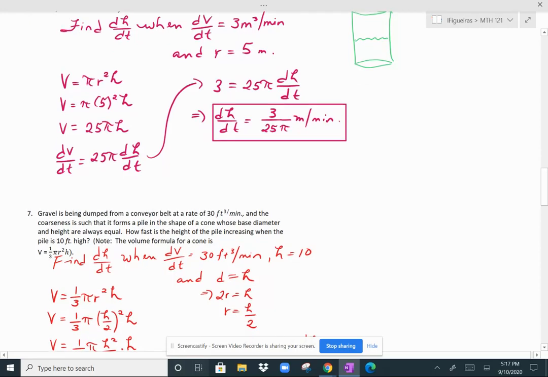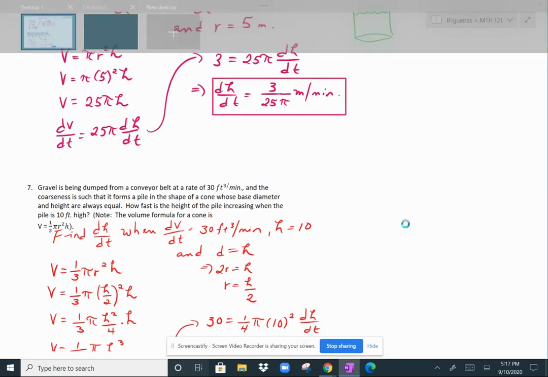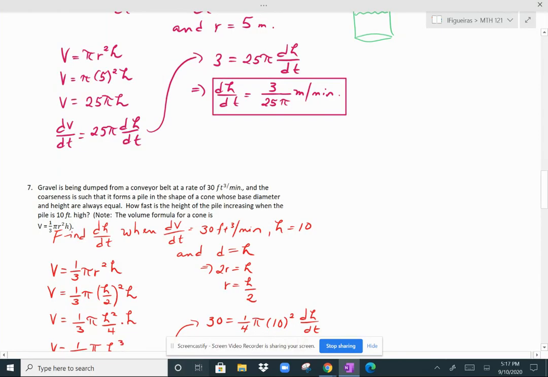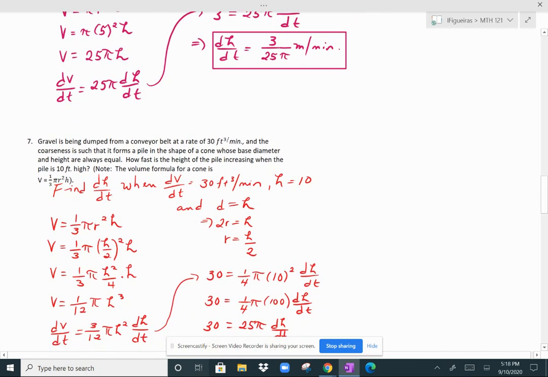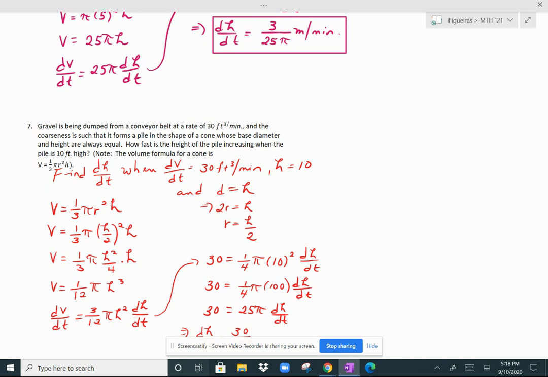Okay, here's another one. Gravel is being dumped from a conveyor belt at a rate of 30 feet cubed per minute, and the coarseness is such that it forms a pile in the shape of a cone, whose base diameter and height are always equal. How fast is the height of the pile increasing when the pile is 10 feet high?